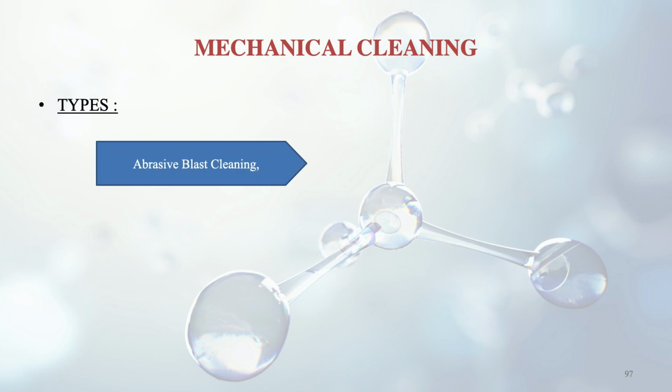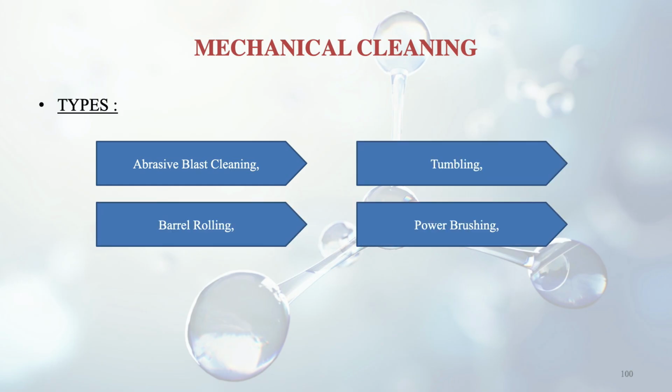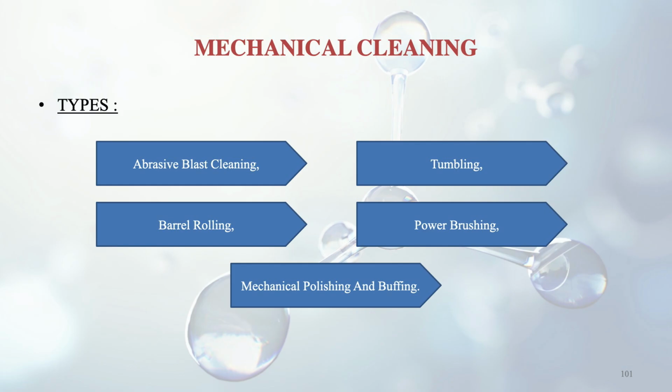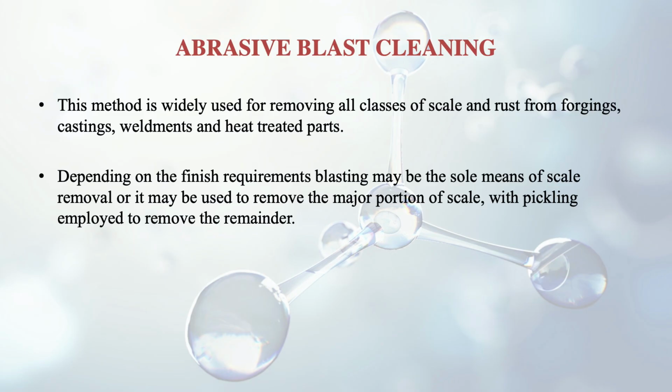And the first one is the abrasive blast cleaning, the next is the tumbling, then barrel rolling, then power brushing, and finally the mechanical polishing and buffing. So first we discuss about the abrasive blast cleaning. So this method is widely used for removing all classes of scale and rust from our forgings, castings, weldments and other heat treated parts. Depending upon the finish requirements, blasting may be the sole means of scale removal, or it may be used to remove the major portion of scale, with pickling being employed to remove the remainder.